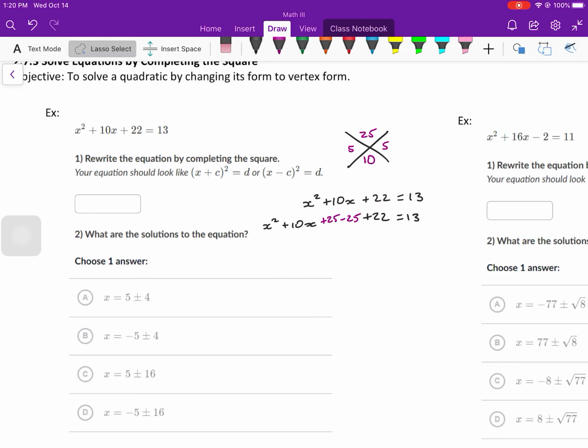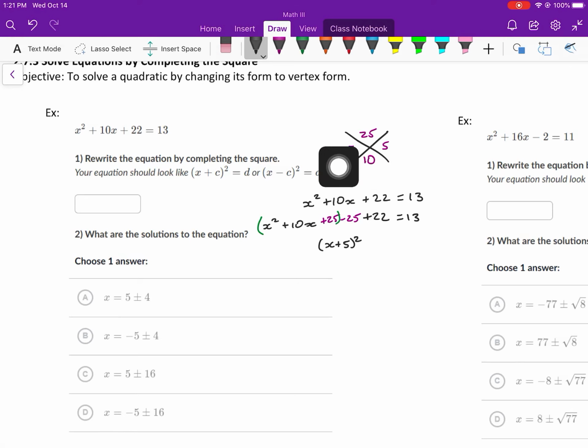And it's quite a genius method here. What you notice here is the 25 minus 25, that's just 0. We're not affecting the original equation. It's still the same thing because we're just adding 0 to it. But why would we do it? Because this right here is a perfect square that will factor down to x plus 5 squared.